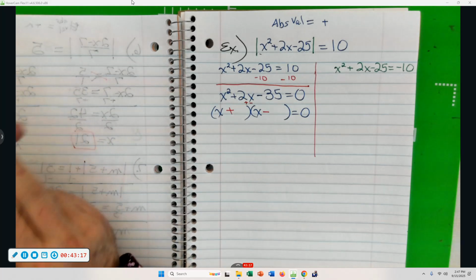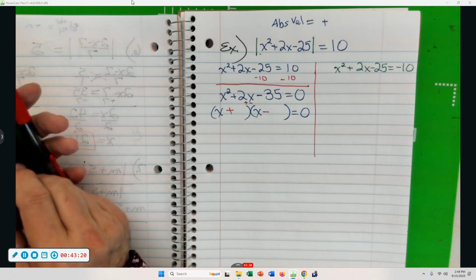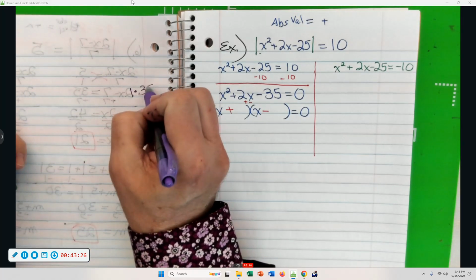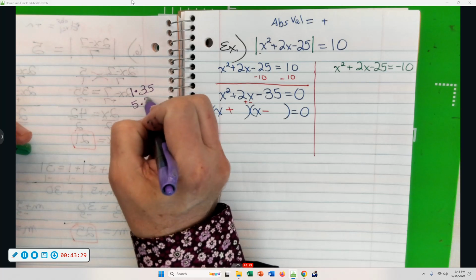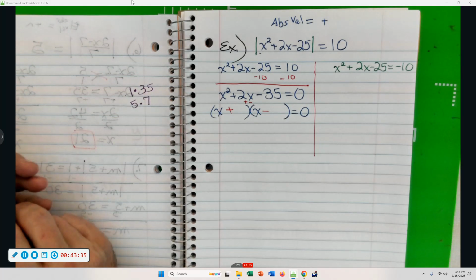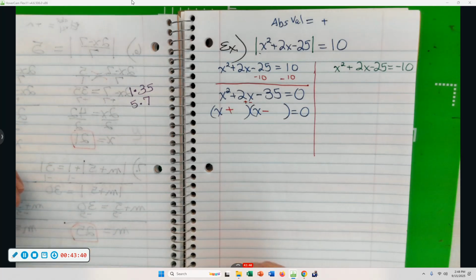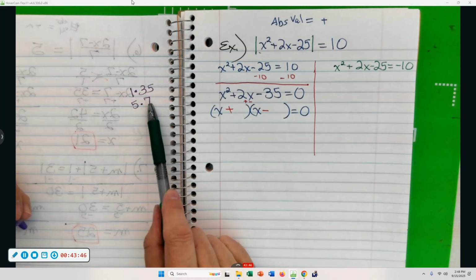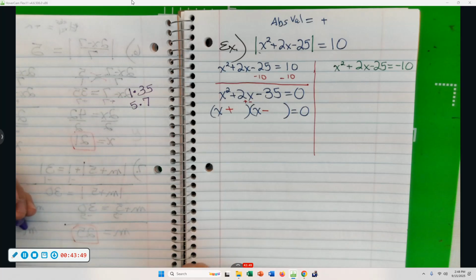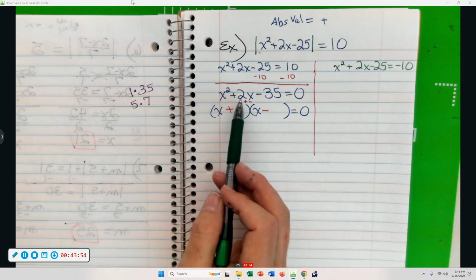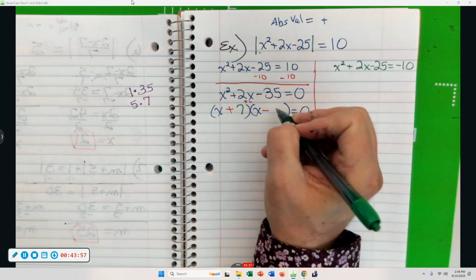Now 35. What times what will give you 35? I can only think of two pairs of counting numbers. 1 times 35 or, okay, I'll put them in numerical order just because that's my habit, 5 times 7. For a simple trinomial, you choose the pair that adds or subtracts to give you what? Positive 2. So play around. It's going to have to be 5 and 7. So 7 minus 5 is 2. The bigger one, the 7, goes with the plus. And then the 5.